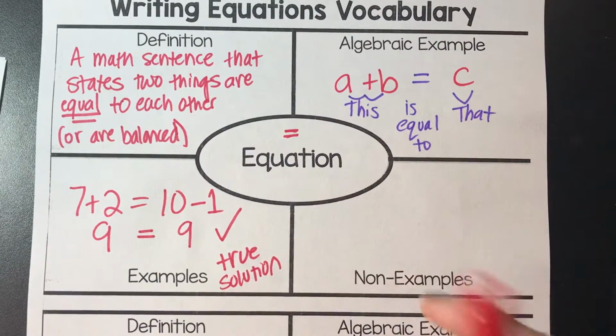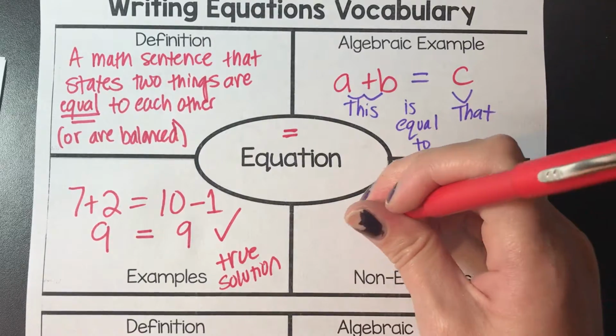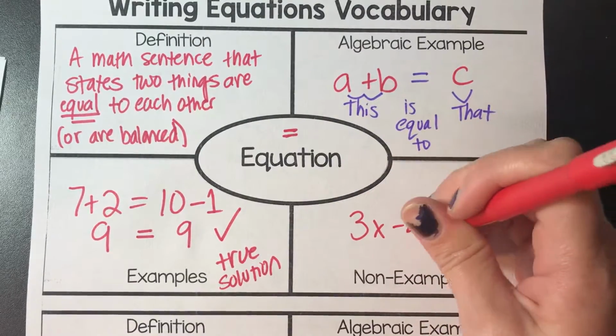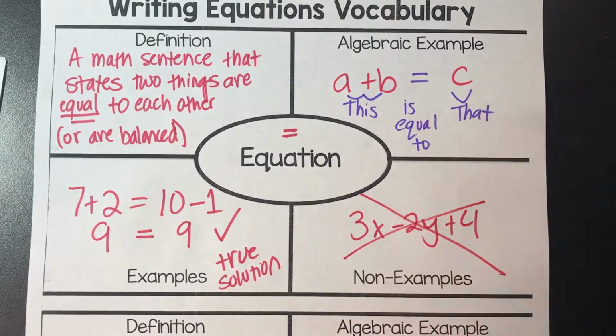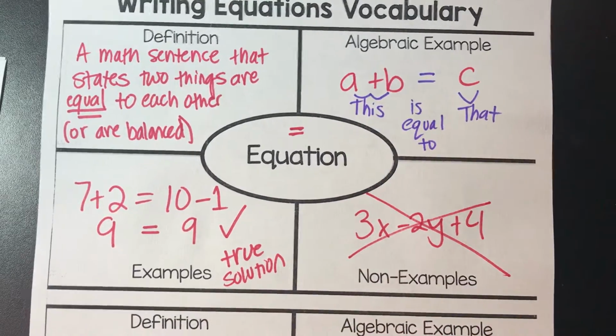A non-example of an equation would be like an expression, like 3x minus 2y plus 4. There's no equal sign, so this is not an example of an equation.